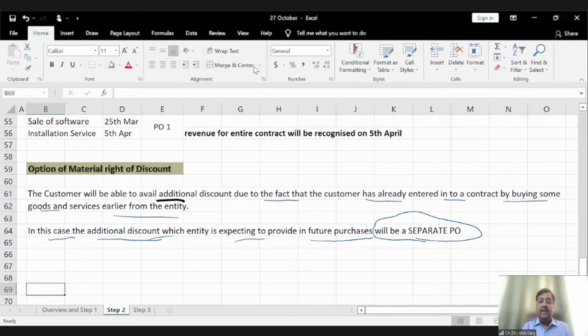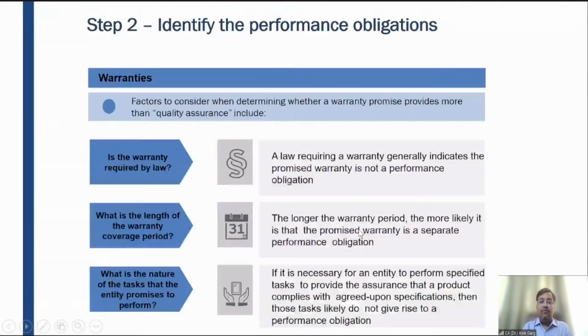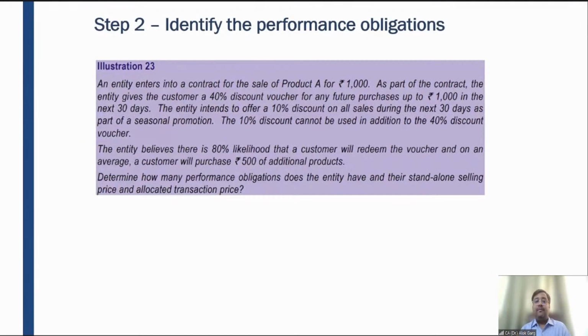So let's discuss this example to understand this particular concept more. An entity enters into a contract for the sale of product A for rupees 1,000. Okay. So what is the contract? The contract is the sale of product A. Sale of product A is my one performance obligation. As part of the contract, the entity gives the customer a 40% discount voucher for any future purchases up to rupees 1,000 in the next 30 days.